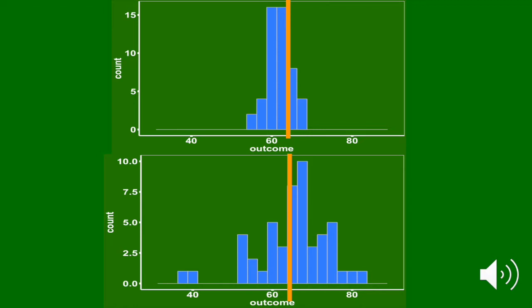But in this bottom distribution, there's more variation around the model. And because of that, it's not going to be quite as good of a prediction, not going to be quite as good of a representative of this whole distribution.